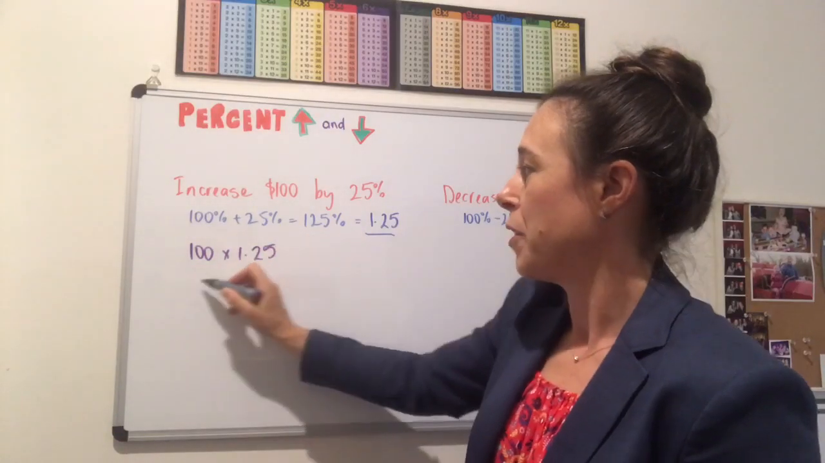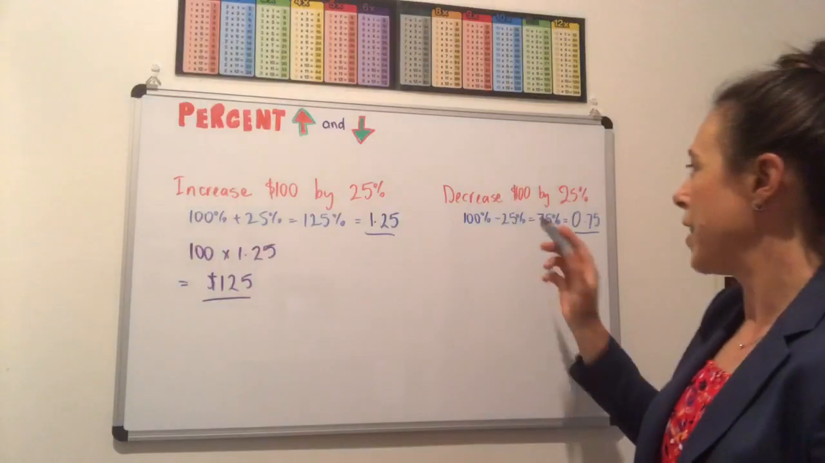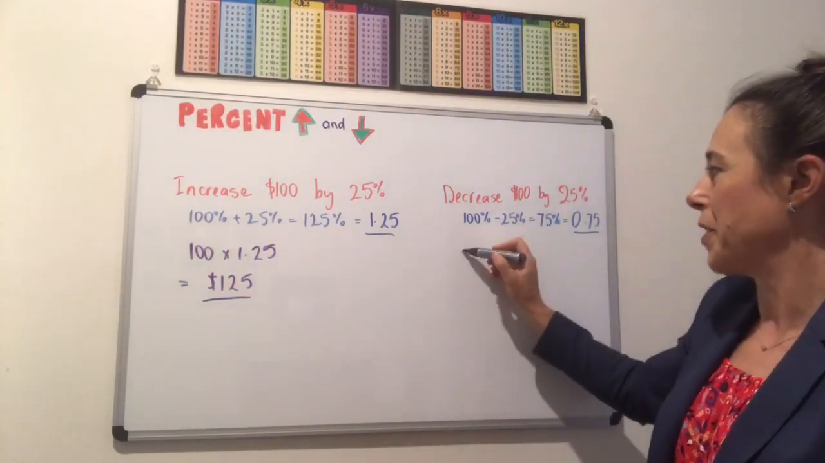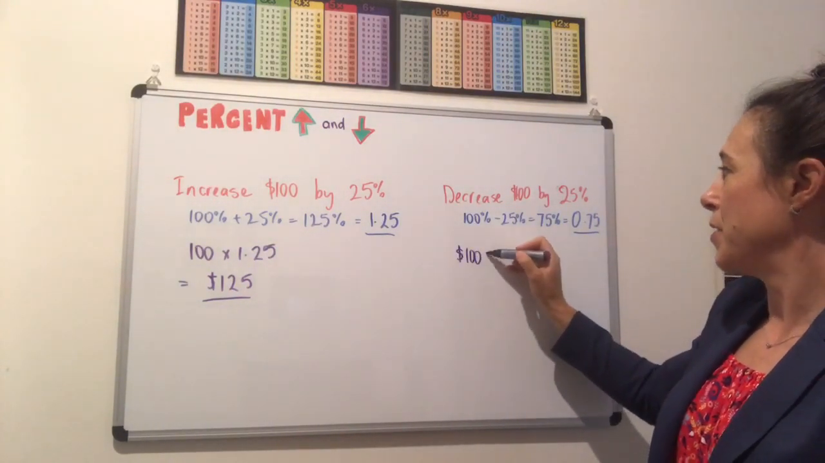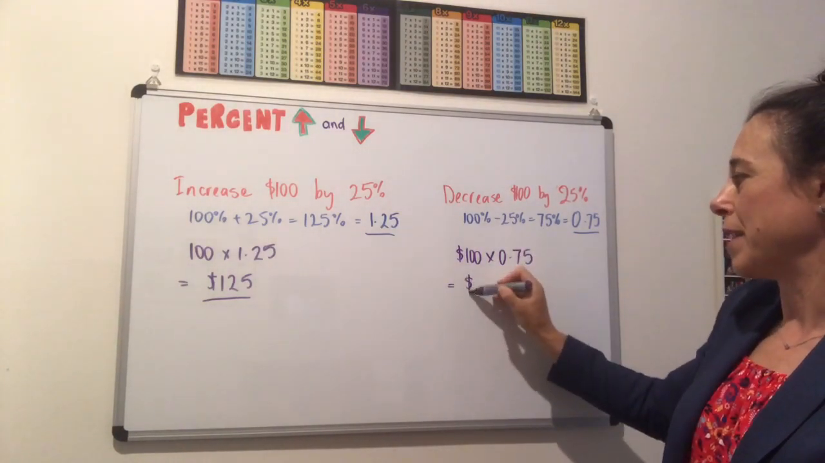Okay, so if we are increasing 100 by 25%, we're just needing to do 100 times by 1.25, which equals $125. And if we're decreasing by 25%, we're just going to do our 100 times by 0.75, which equals $75.